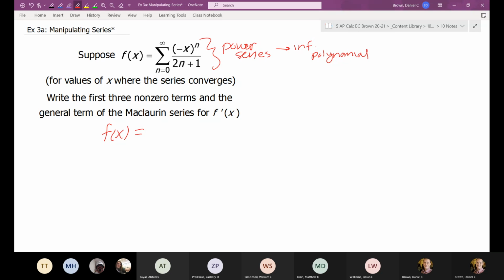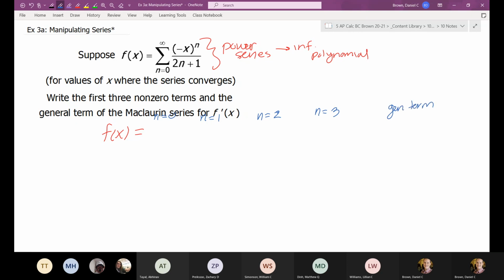So what do I mean by writing down those terms? This is starting when n is equal to 0, n is equal to 1. I'm going to go out to 3, just in case one of those happens to go to 0, since I am taking the derivative of it. And then I will also just write the general term.